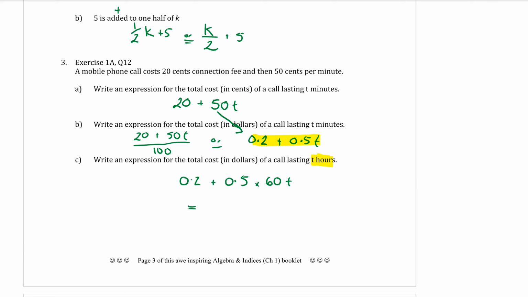We can tidy it up a little bit, because what is 0.5 times 60? Or half of 60 is what that means. Yeah. So 0.2 plus 30t. So you can put a bit of a star next to that question. Actually, probably the whole question. That whole question is definitely a bit of a challenge, okay? Most of your questions will be in the easier range.